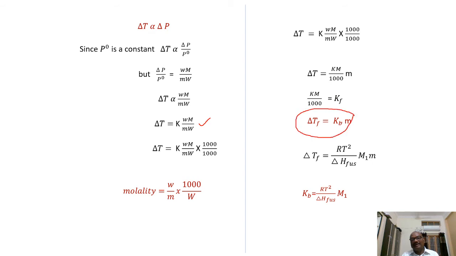Here, sorry for representing Kb, it should be Kf. So delta Tf is equal to Kf into molality. That is the relation between the molality and depression of freezing point.